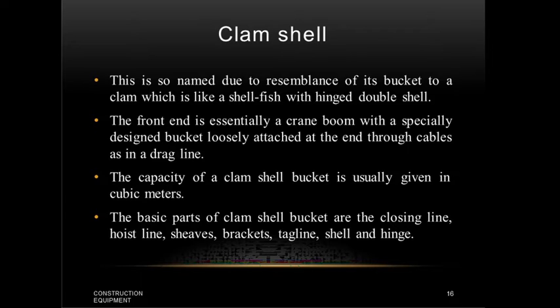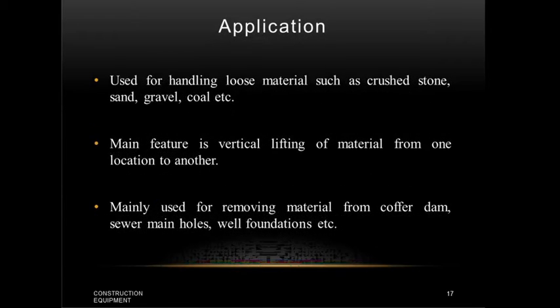The capacity of a clamshell bucket is usually given in cubic meters. So the various basic parts of the clamshell bucket are the closing line, the hoist line, the sheaves, the brackets, the drag line, and hinge. So these are the various basic parts of the clamshell.